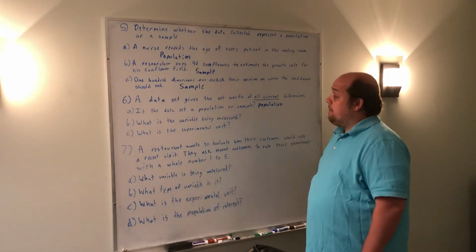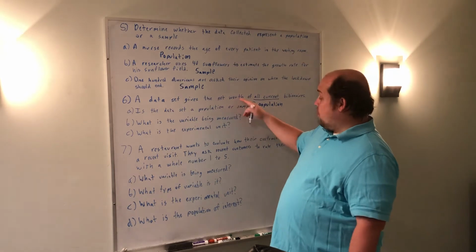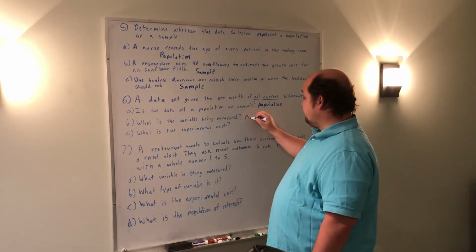What is the variable being measured? The variable being measured is net worth. How much money do they have?